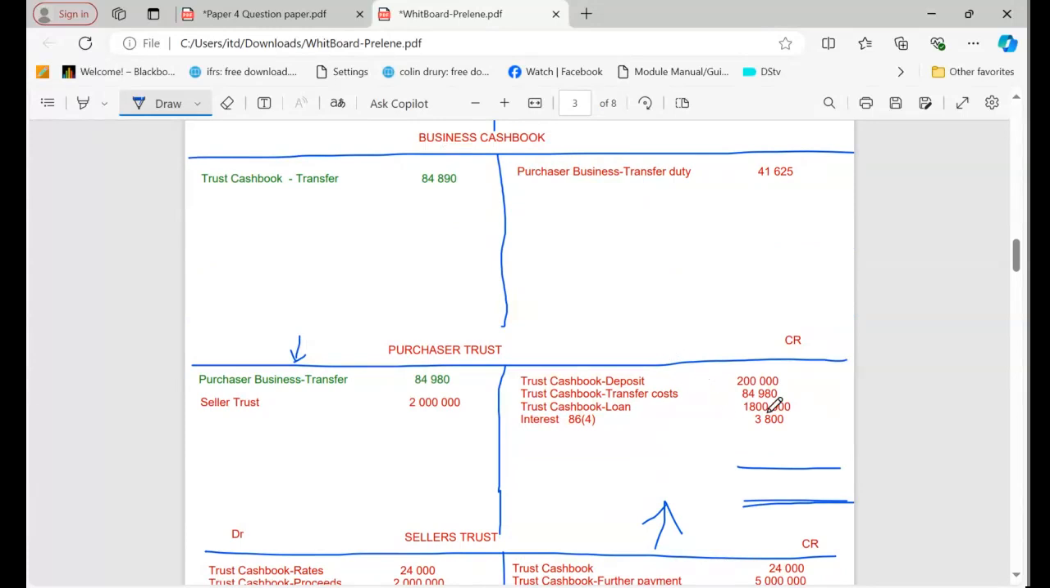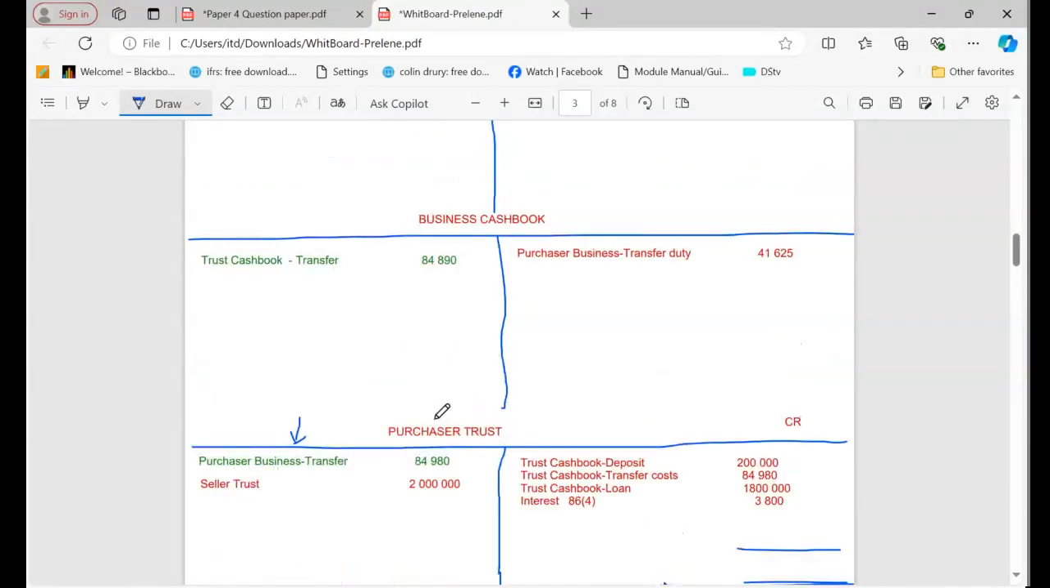So that is the amount. We took it from there. We took it from there. So again, remember, it was between the two trusts. So we must also show it in the what? In the Trust books. Okay. Yes. Can you see that? Okay.